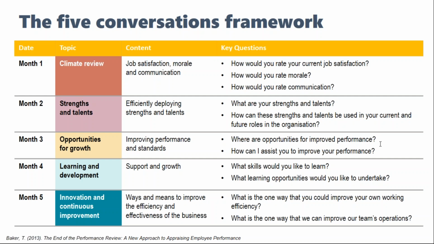In month 3, we have opportunities for growth. These are the areas where people need to pick up their standards and pick up their skill sets. And of course, if we're going to talk about strengths, we've got to talk about weaknesses as well. Of the 5 conversations, this is probably the most challenging conversation because nobody really likes to talk about it. But it's critically important. So we have a conversation around opportunities for growth.